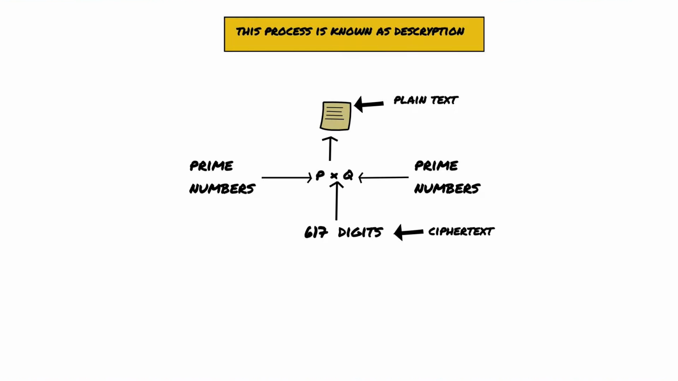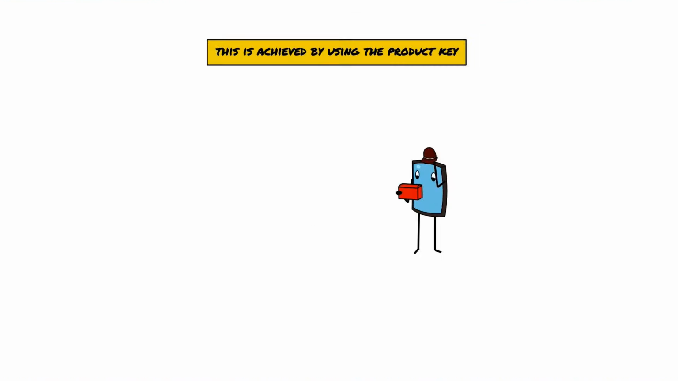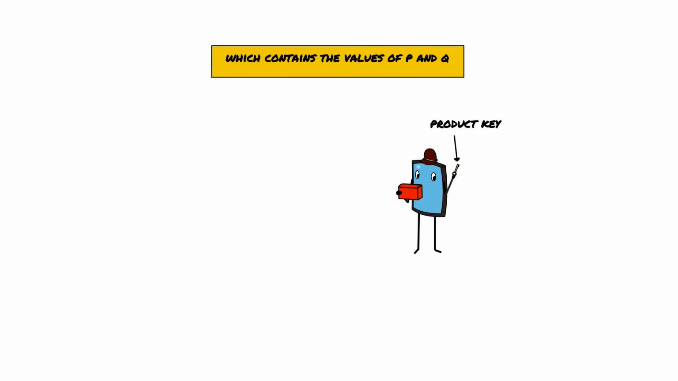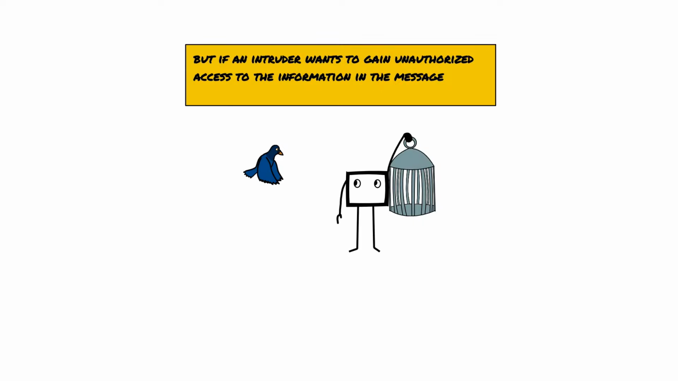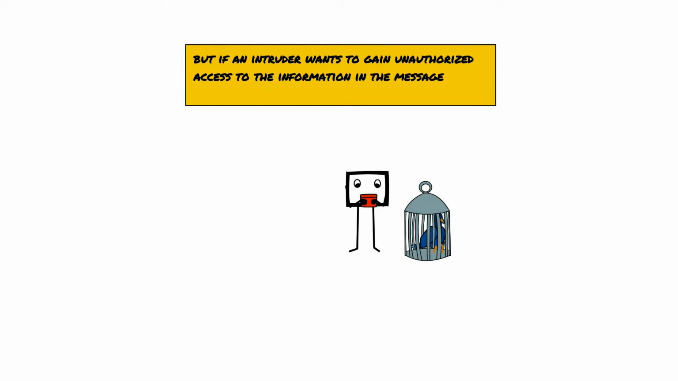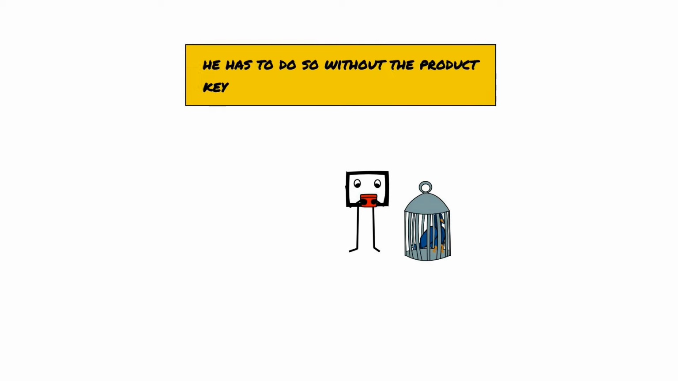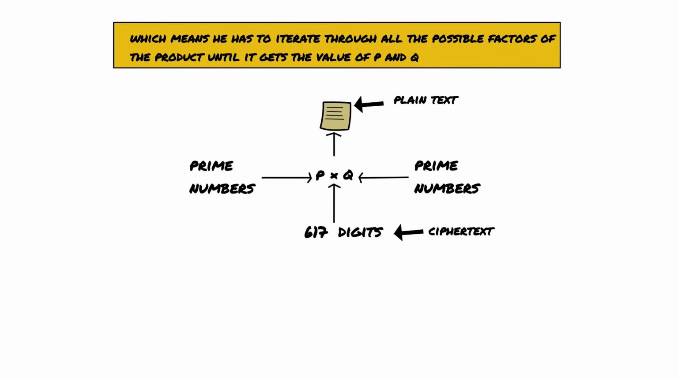This process is known as decryption. This is achieved by using the product key, which contains the value of P and Q. But if an intruder wants to gain unauthorized access to the information in the message, he has to do so without the product key, which means he has to iterate through all the possible factors of the product until he gets the value of P and Q.